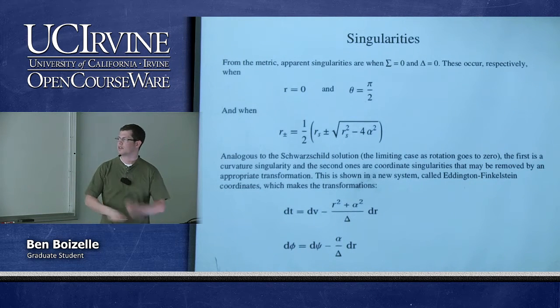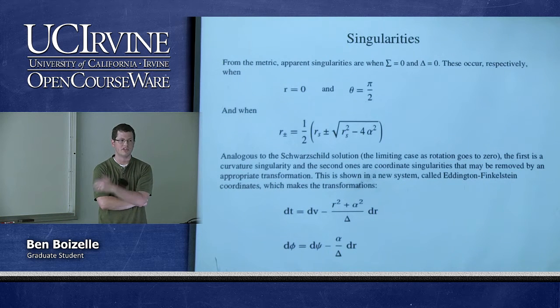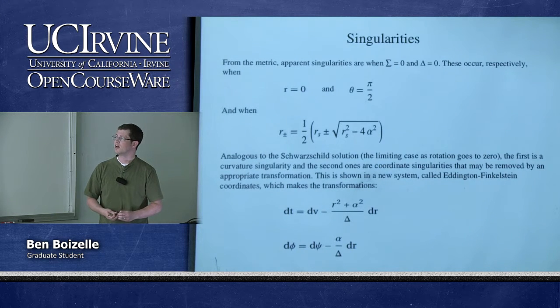Going over this just briefly, I didn't want to bring in many of the different coordinate systems because there are quite a few, but one of the coordinate systems called Eddington-Finkelstein coordinates makes a transformation similar to that which was done with the Schwarzschild solution, where you were able to reduce at least one of the sets of singularities into just a coordinate singularity. In other words, you're able to remove it by this transformation. This isn't able to be shown for the r equals 0 and the theta equals pi over 2, and we'll get to that just here in the next slide.